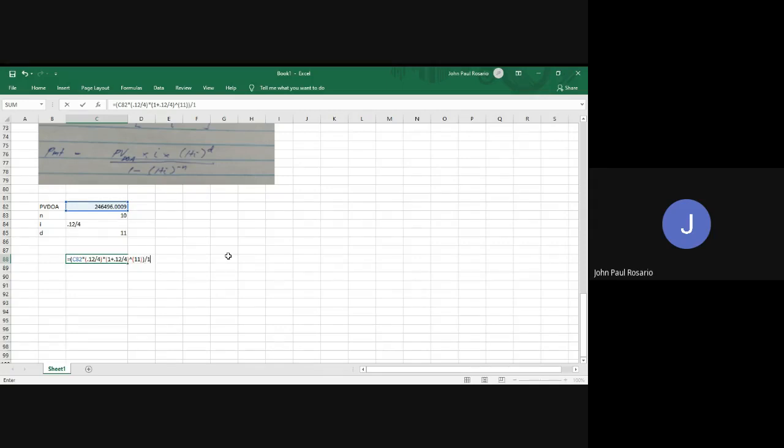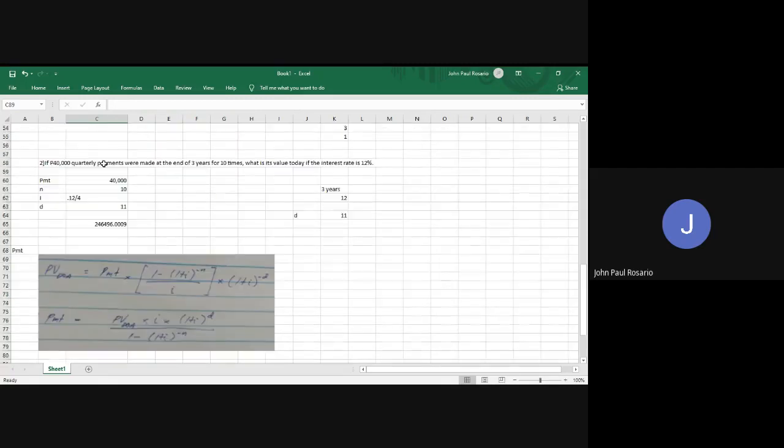1 minus 1 plus 0.12 over 4 raised to the power of negative n, so that's negative 10. And then that's it. And you'll get 40,000 which is equal sa ato ang payment dere.